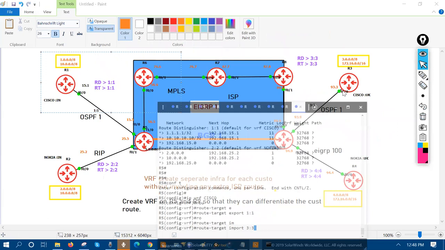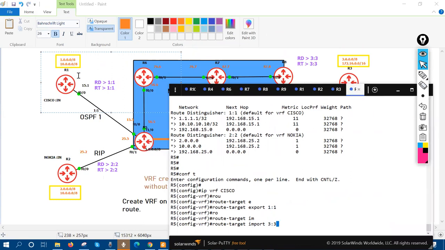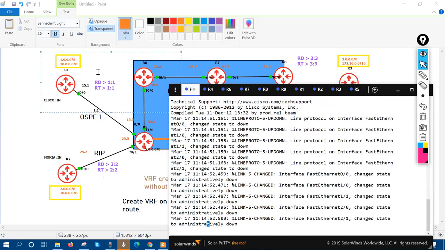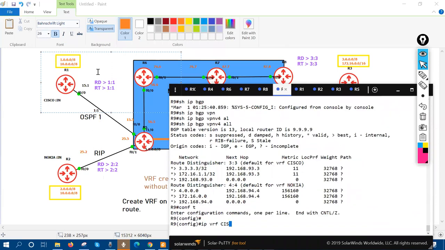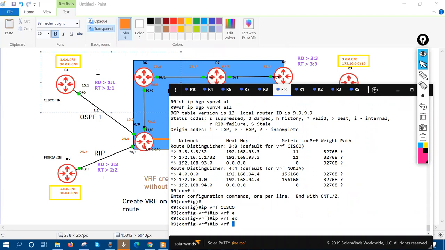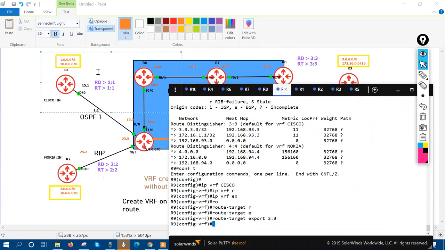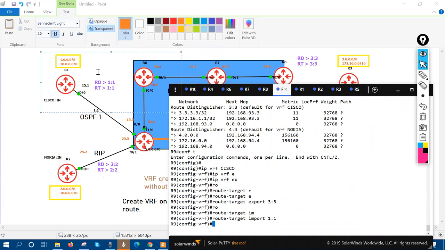The route target that you're configuring is 1:1, that is export on R5. I'm going to export this value, and import 3:3. Same thing on R9, I just need to make this opposite. IP VRF Cisco: I'm exporting which value? 3:3. Route target export 3:3, and I'm importing 1:1. Just opposite.